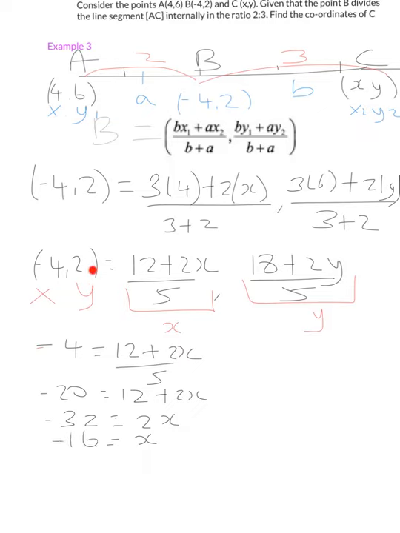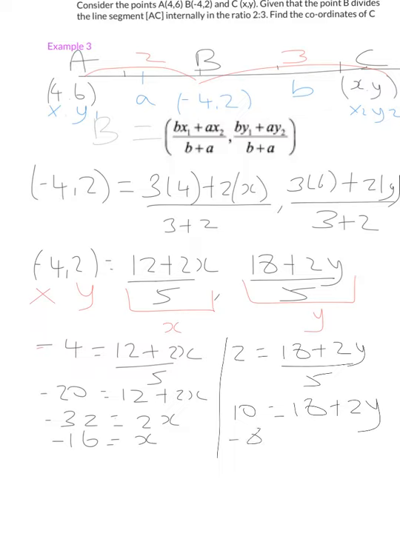Okay, then I'm going to equate the y's. So put the y's equal to each other. So that would give me 2 is equal to 18 plus 2y all over 5. So 10 is equal to 18 plus 2y. 10 minus 18 is minus 8 is equal to 2y. So y is equal to minus 4. So I got my x coordinate to be minus 16 and my y coordinate to be minus 4. And we know that that is what we're looking for. So that represents C. So C now is minus 16, minus 4.